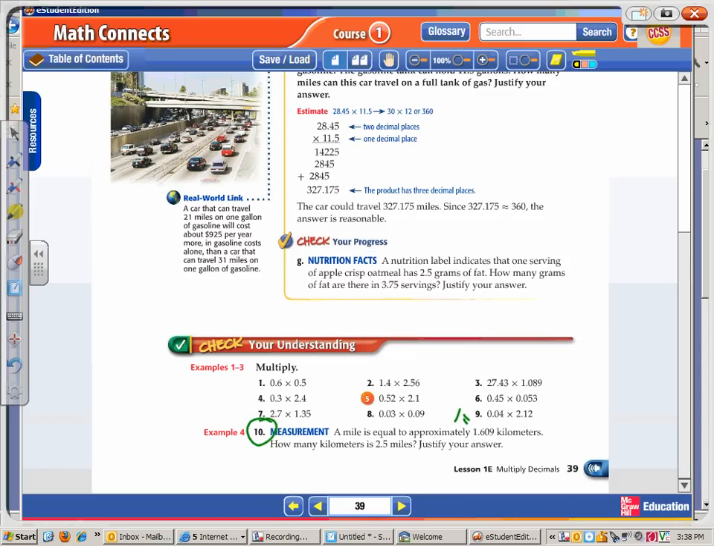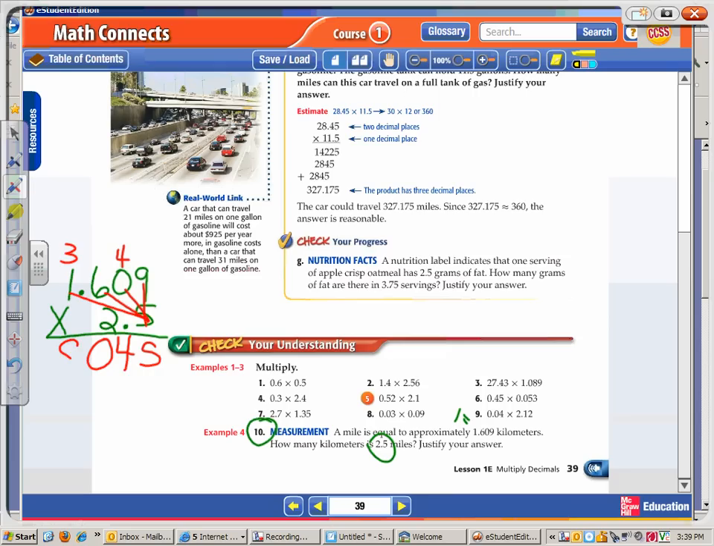So now we're going to think of 2 and 5/10. So we're going to take 1 and 609 times 2 and 5/10. Okay, not paying attention to the decimals, we're just going to multiply. 5 times 9, 45. 5 times 0, 0 plus 4, 4. 5 times 6, 30. That 3 comes up. 5 times 1 is 5, plus the 3 is 8.